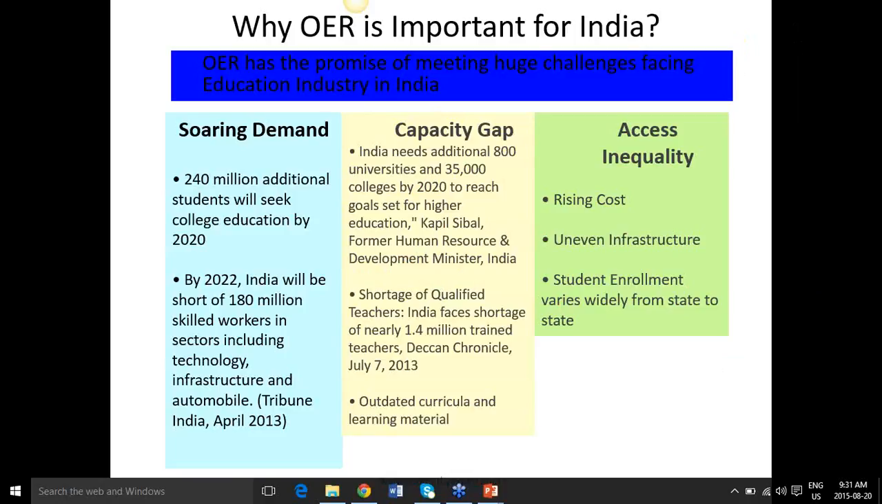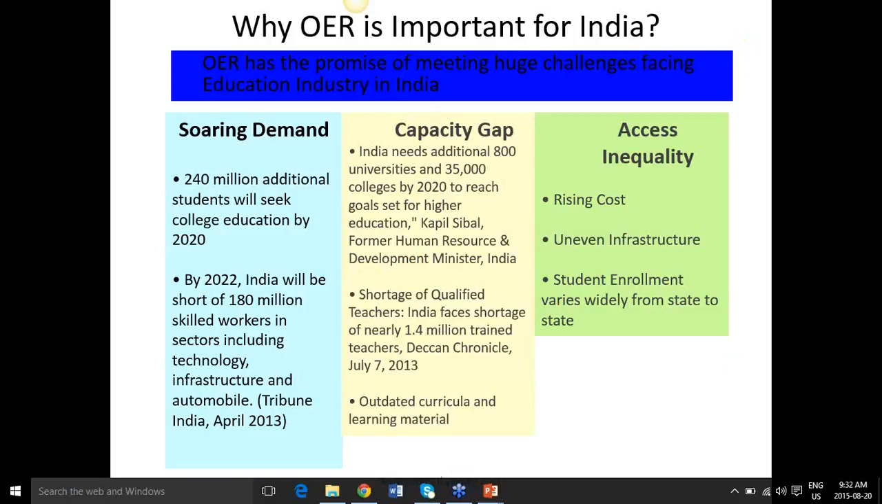There is a huge demand for colleges and technology. Then there is a huge demand for skilled, quality teachers. Huge capacity building needs to be done, and there is a high rising cost involved in higher education. Infrastructure is uneven, and student enrollment also varies, with a huge demographic variation. So if you categorize all these challenges, we can say there is a challenge in demand, a challenge in filling the capacity gap, and a challenge in access and inequality.